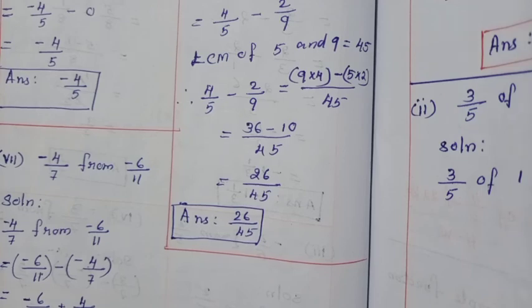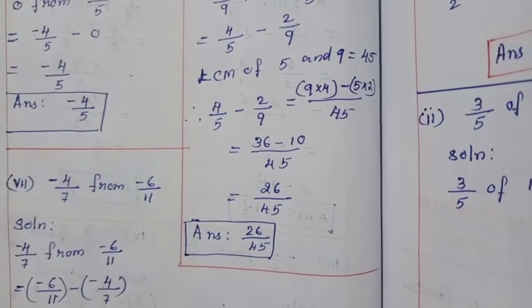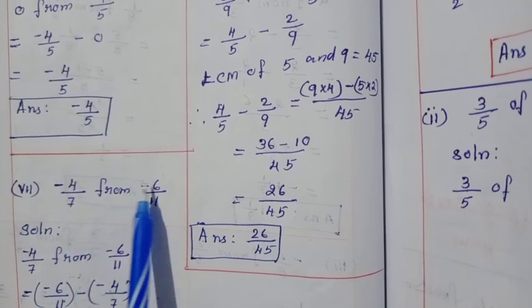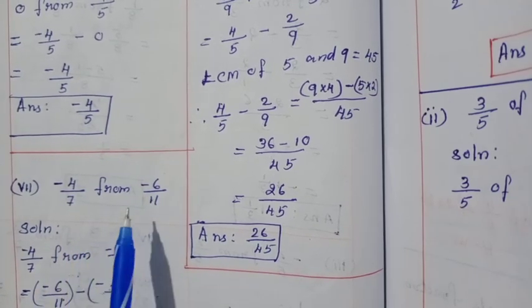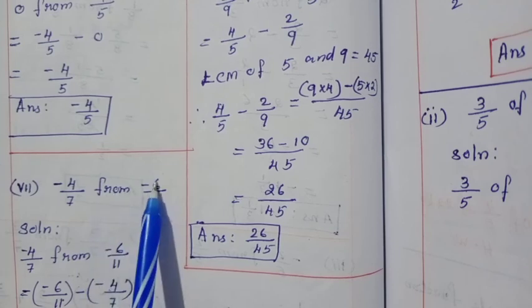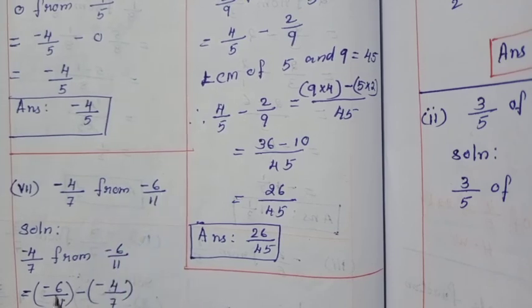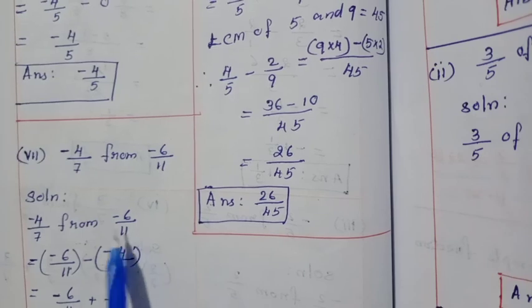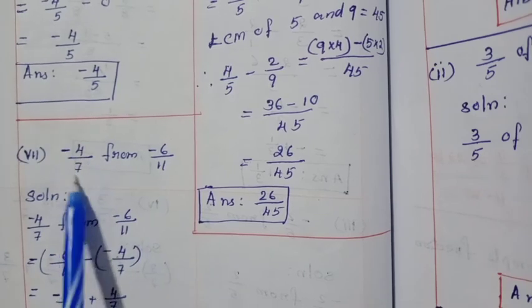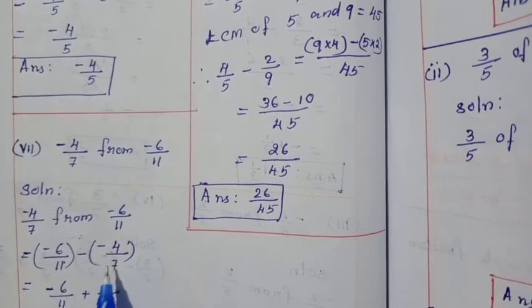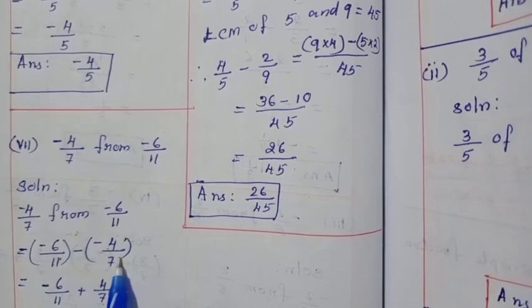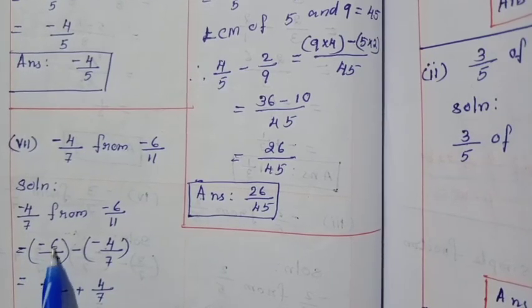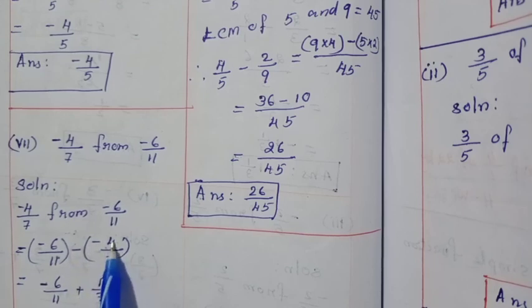Next, number 7. Minus 4 by 7 from minus 6 by 11. After the word from, we have minus 6 by 11, so writing in the first bracket minus 6 by 11, then minus, subtraction, that's why the symbol is minus, and the next number is minus 4 by 7 in another bracket. Next, removing the brackets: minus 6 by 11 same, minus into minus is plus 4 by 7.